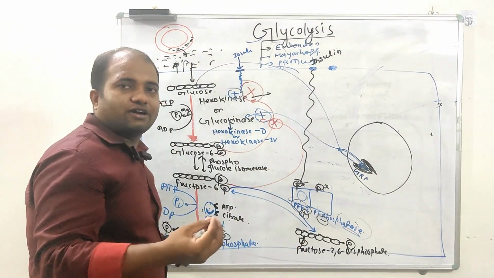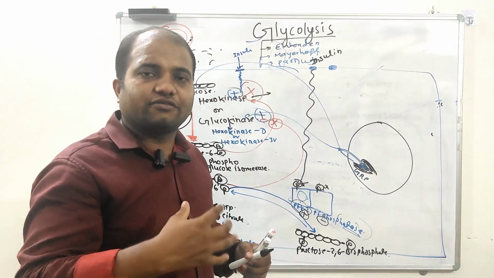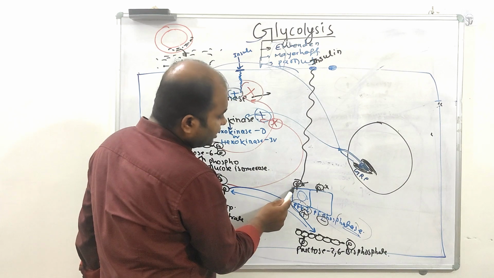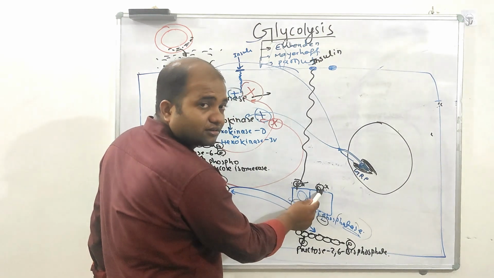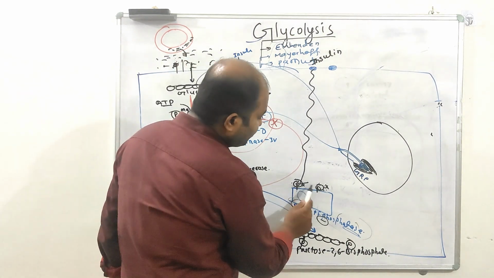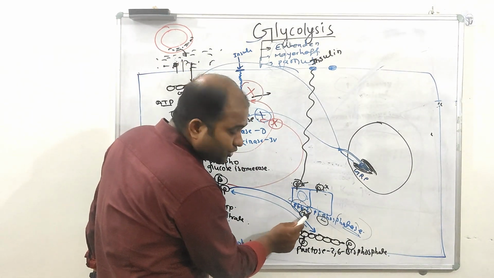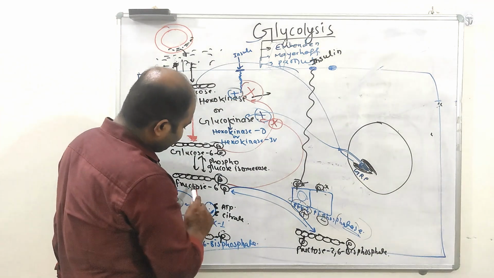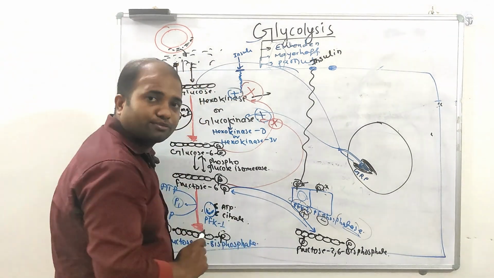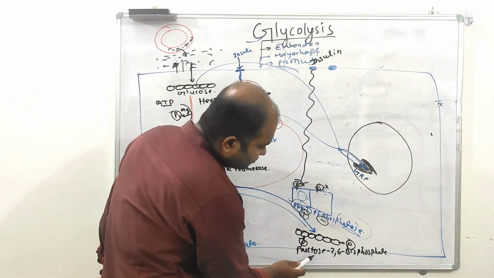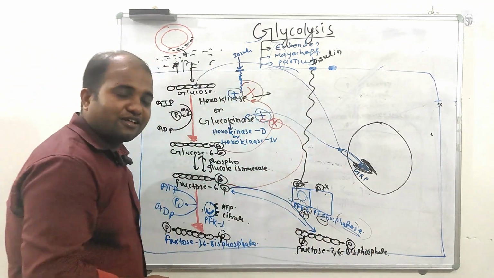So when you have enough amount of food, when you are in the fed state, that means insulin level is high. That means it will dephosphorylate, removing phosphate from here, and that means PFK2 will be activated. That means some of this fructose 6-phosphate will be converted into fructose 2,6-bisphosphate, right?